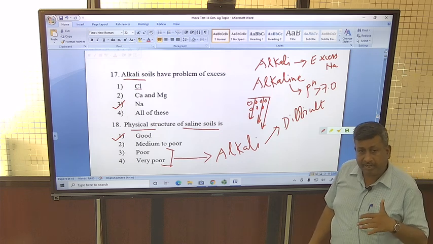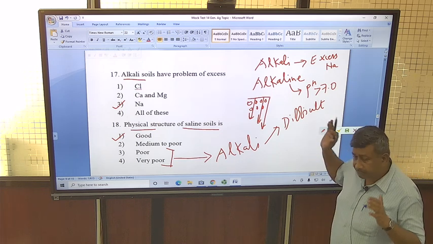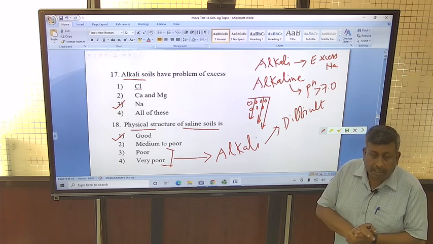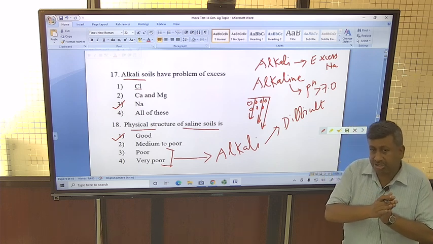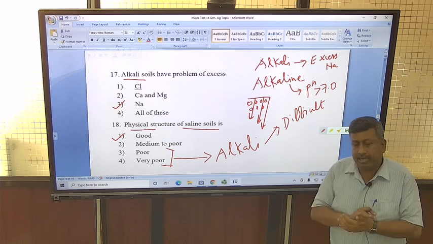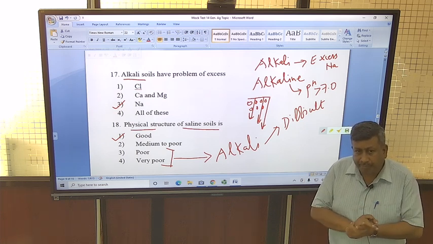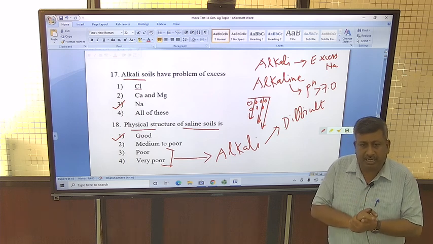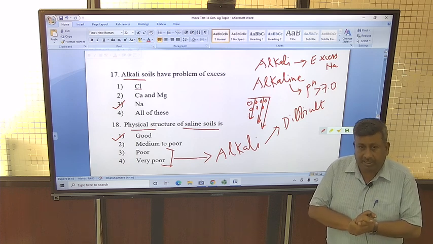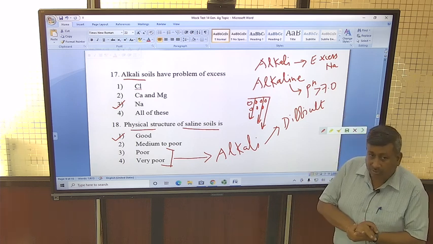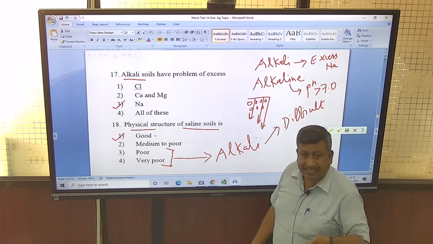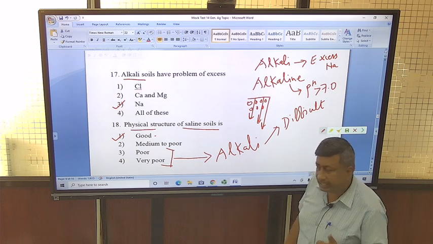Leaching is possible when percolation is good, and percolation is related with porosity. Porosity is good when the soil structure is good. So if physical structure is good, porosity will be high, percolation will be more, leaching will be more, and soil can be reclaimed easily. But in case of alkali soil, there is sodium, so physical structure is poor, porosity is very less, percolation is very less, leaching is very less. That's why alkali soils are very difficult for reclamation, while in case of saline soil, physical structure is good, so leaching can be done easily and the soil can be reclaimed only by leaching.